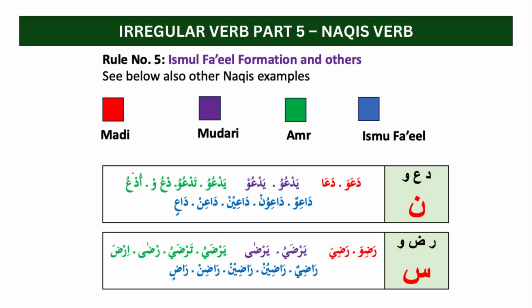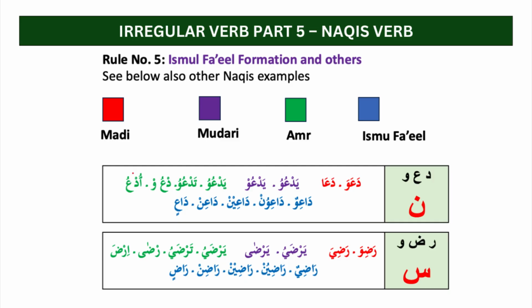Rule number 5, Ismul Fa'il formation and others. On the previous slide, we learned the main rules of change in the naqis verb, especially in Madi, Mudari, and Amr. We saw that the final weak letter does not stay fixed. Sometimes it changes, sometimes it becomes lighter, and sometimes it drops completely. All of that happens through ta'lil, so that the word becomes easier and smoother to pronounce.